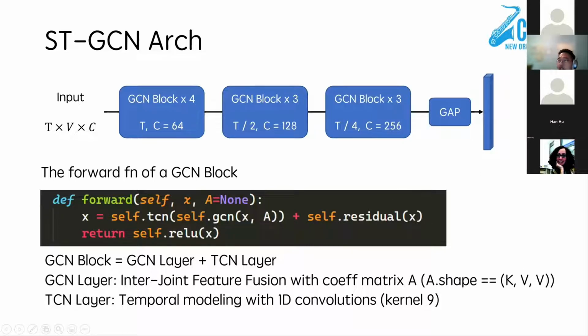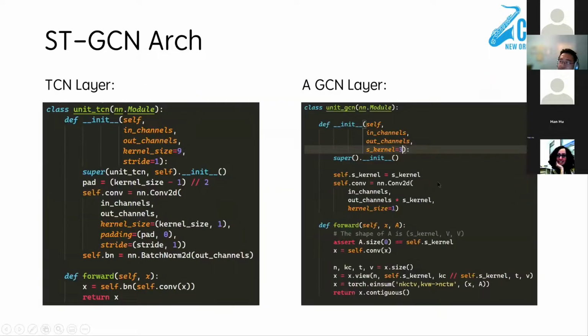Here we show the implementation of the GCN layer and TCN layer in ST-GCN. You can see that both implementations are quite simple. A TCN layer is just a 1D convolution followed by a BN layer, while the GCN layer consists of a 1x1 convolution for feature transformation and a matrix multiplication for interjoint feature fusion.